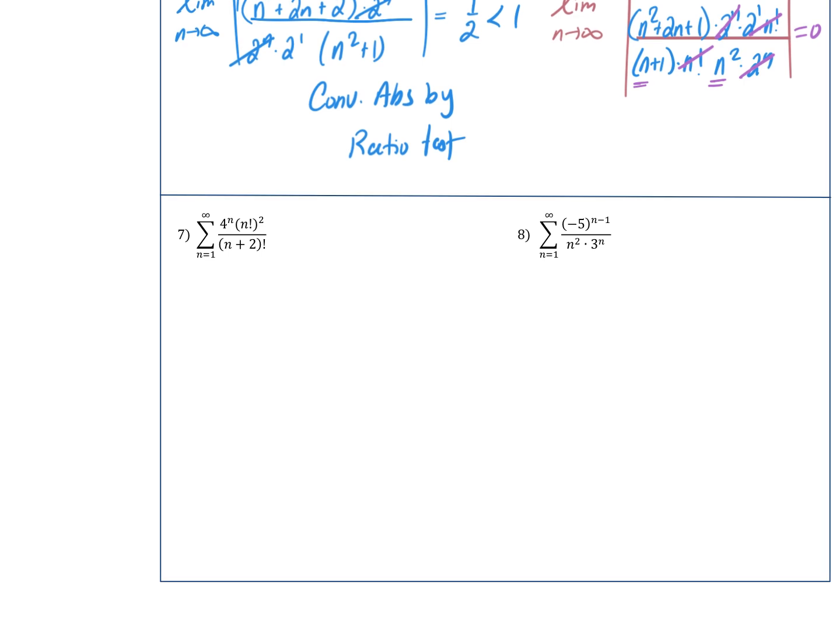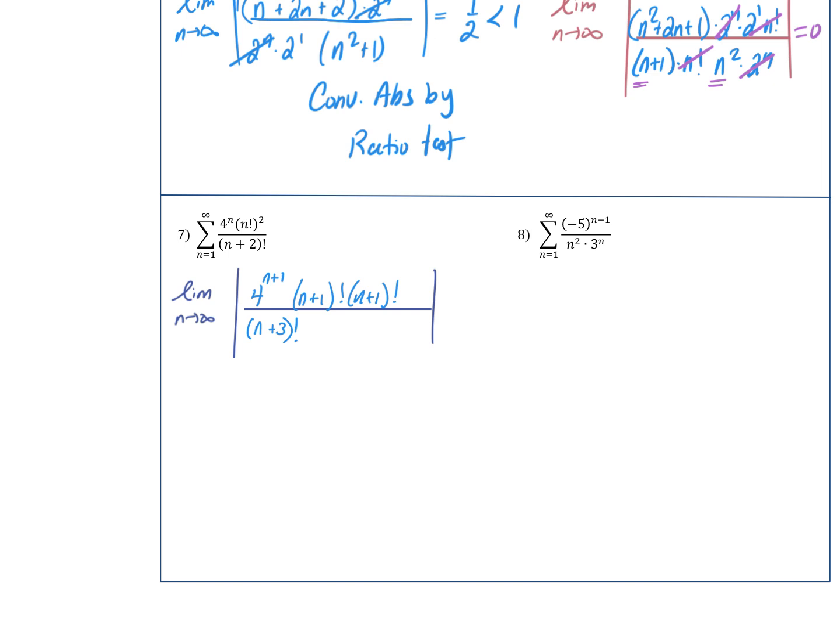Almost done. Number 7. So the limit as n goes to infinity. We've got 4 to the n plus 1, and it's n plus 1 factorial squared. So I'm going to write n plus 1 factorial, n plus 1 factorial. And then we have n plus 1 plus 2, so n plus 3 factorial. Like that. I think that's right.